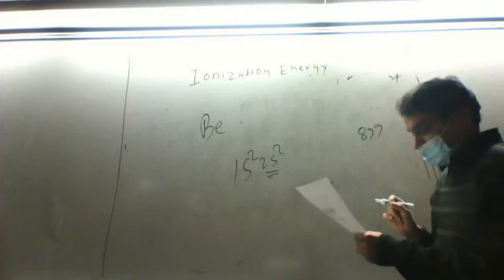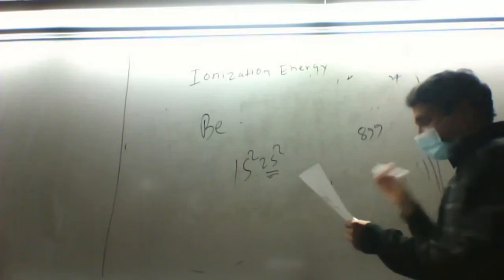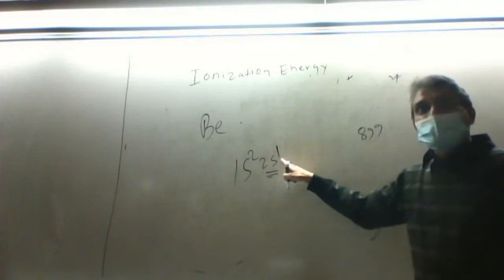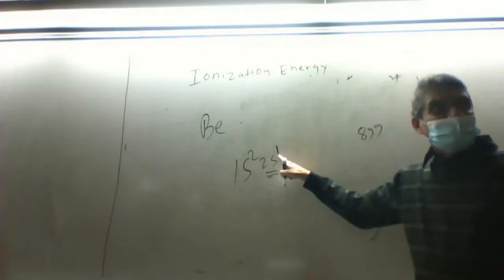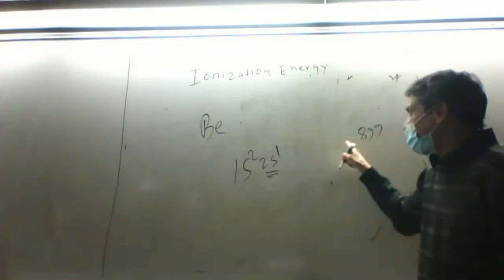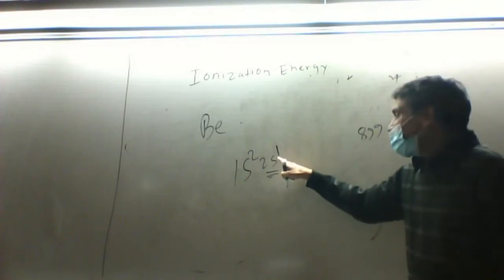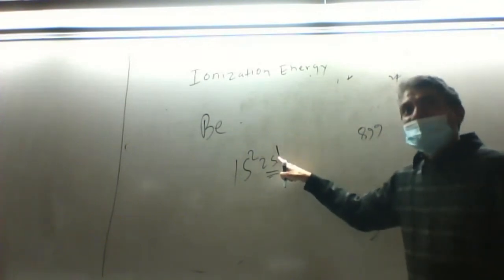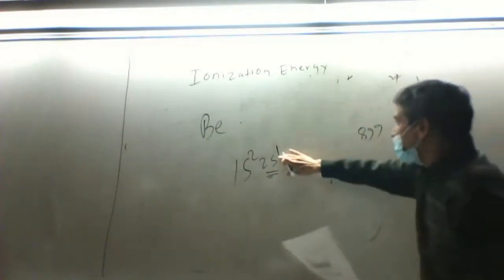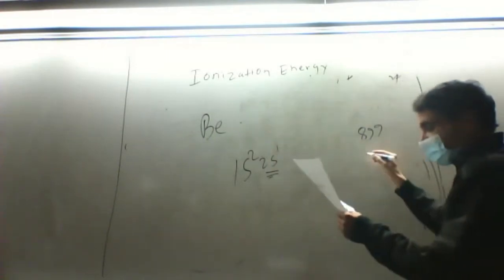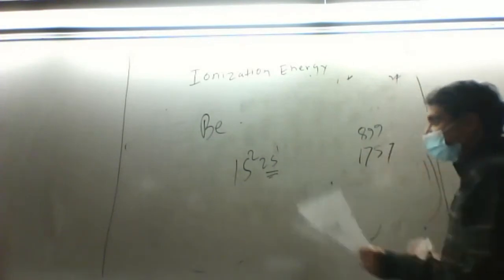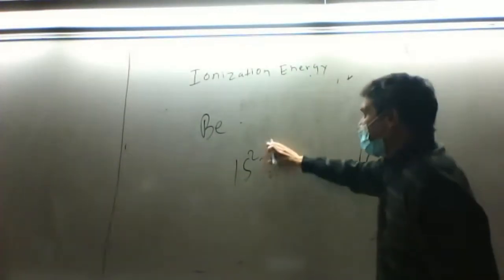899. Once I remove one electron, this becomes like this. There were two; I already removed one by giving this much energy. To remove this one is not that hard. It's a little bit hard, but not that hard, right? To remove this one, I need to give about 1757. Now I just remove this one.